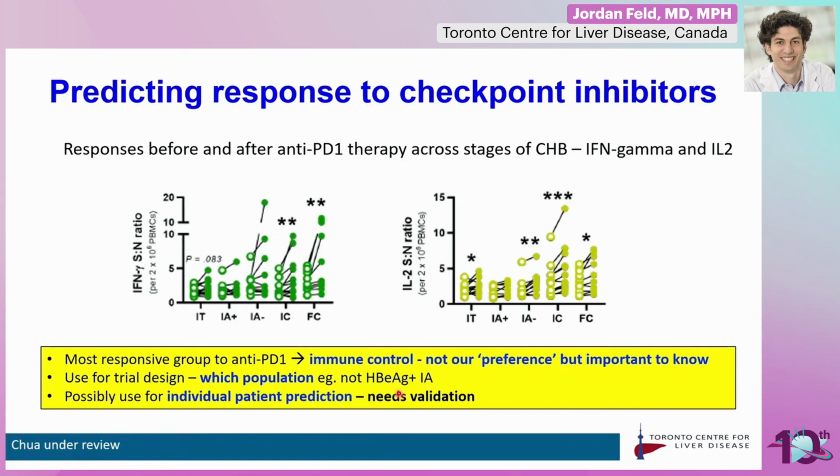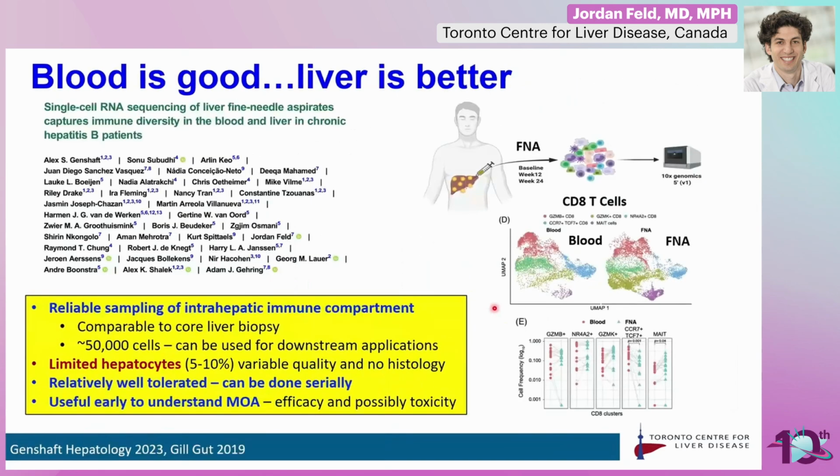For example, the e antigen positive IA group seems to have the least response, at least in this type of assay. And at least this concept is potentially useful for not only figuring out which group to study, but also potentially for individual patient prediction. Of course, this needs validation, but I think the concept is attractive for choosing immunotherapies.